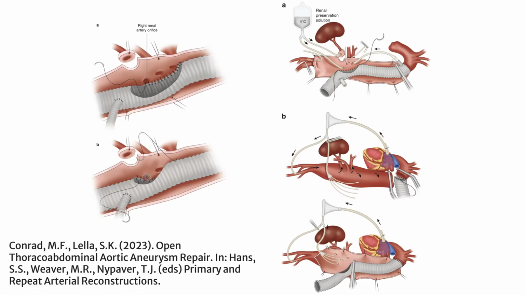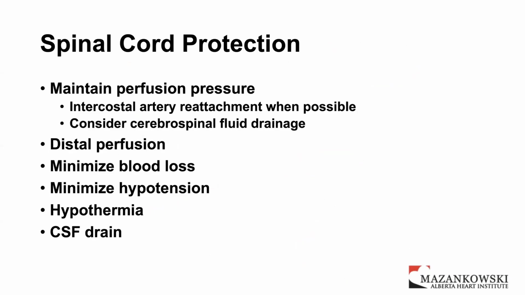As surgeons, spinal cord protection is incredibly important, so we have to maintain the perfusion pressure and reattach intercostal arteries when possible. If the artery is back bleeding vigorously, I just oversew it. I don't reattach those ones. I'm concerned about the ones that are not back bleeding, especially large pairs that are not back bleeding. I think that is very important.